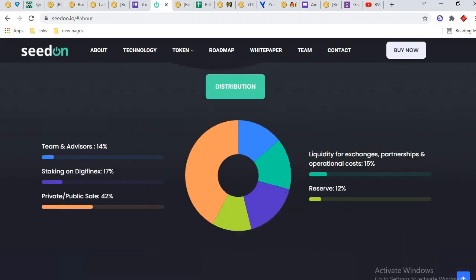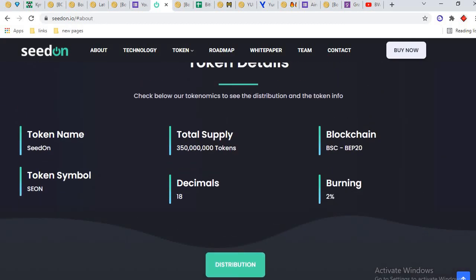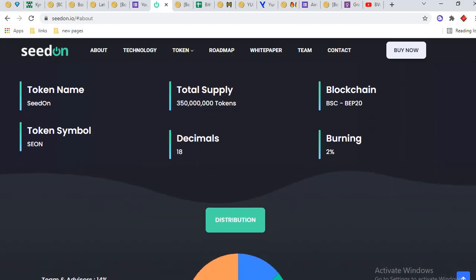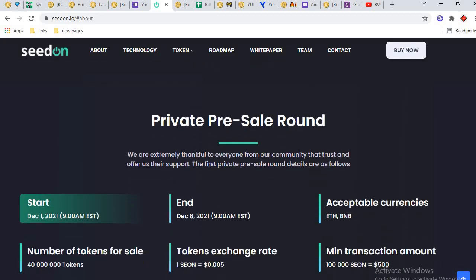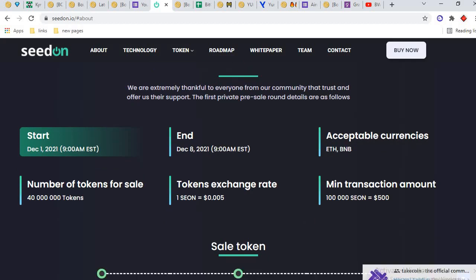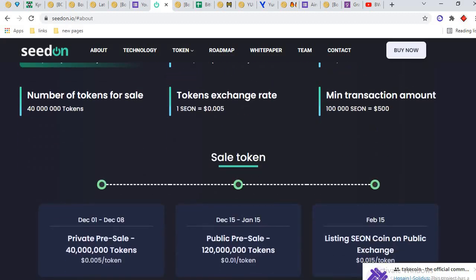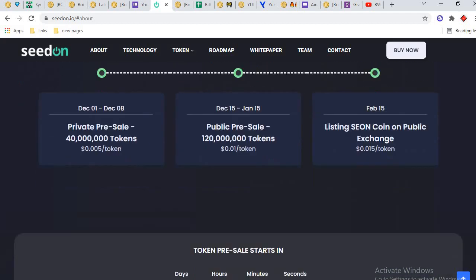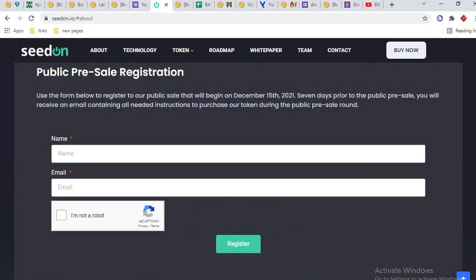You can also check out the token name SeedOn, total supply, blockchain, decimal 18, token symbol SEON. Private pre-sale round starts December 1, 2021 and ends December 8, 2021. Acceptable currencies are Ether and BNB. Minimum transaction amount is $500, and the token exchange rate is 1 SEON equal to 0.005, with the number of tokens per sale. And this is the sale token detail.